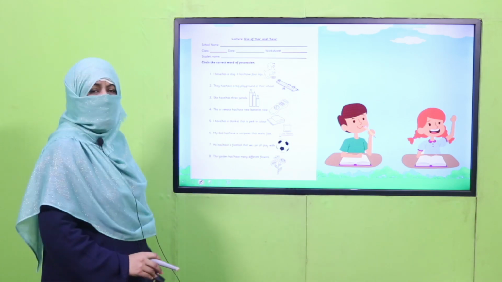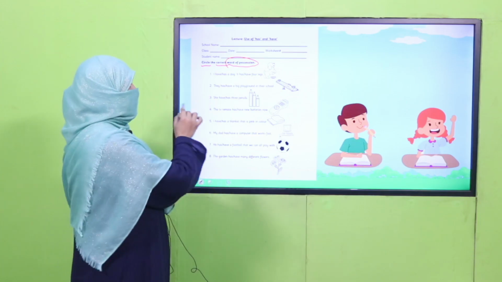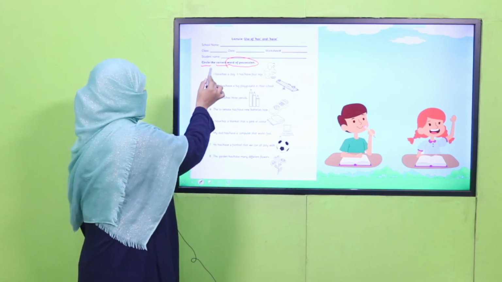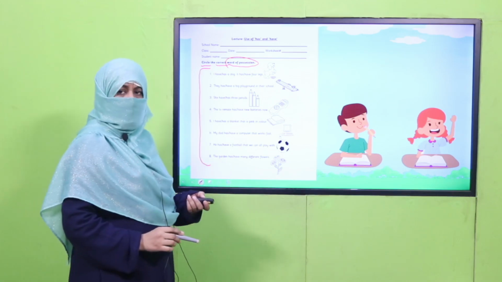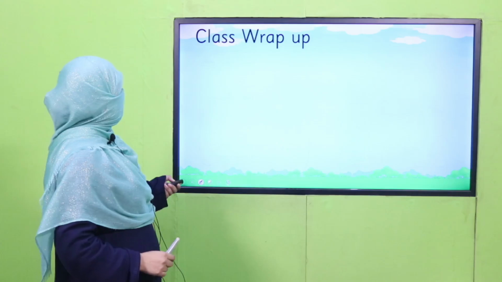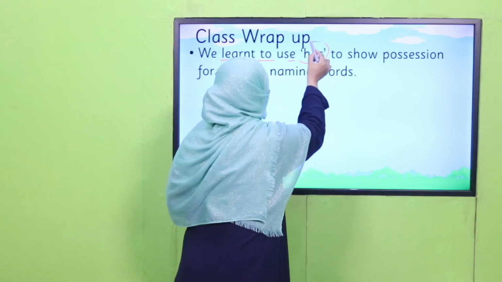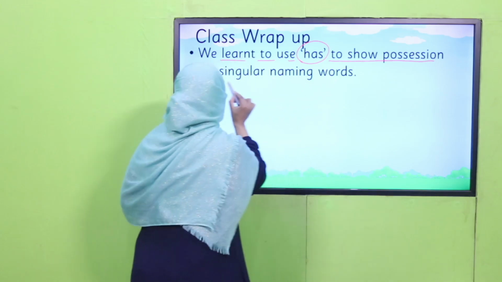And my dear students, what you are supposed to do? Circle the correct word of possession. So here is the sentence and there are two options, has and have given. You have to circle the correct option according to the sentence. Hope you will enjoy it. Also color this worksheet.